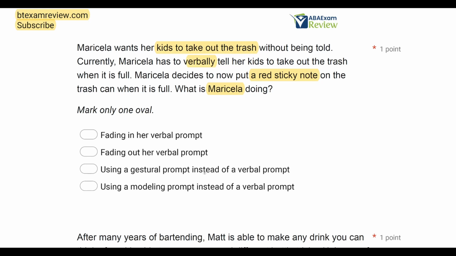What about C, using a gestural prompt instead of a verbal prompt? A red sticky note is more of a visual prompt. She's not gesturing to the kids that the trash can is full. She's using that red sticky note as the prompt to signal now's the time to take out the trash. And then D, using a modeling prompt instead of a verbal prompt. A modeling prompt is when the teacher, or in this case, Marcella, would demonstrate the behavior for the learner. If Marcella demonstrated taking out the trash, that would be a model. She's not doing that. She's simply fading out her verbal prompt and then trying to transfer control to the red sticky note. Eventually, we're going to transfer control to no prompt and just the trash being full.